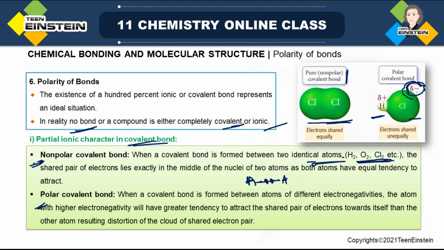But in a polar covalent bond, a covalent bond is formed between atoms of different electronegativities. The atom which has higher electronegativity will have a greater tendency to attract the shared pair of electrons towards itself compared to the other atom. And as a result, what will happen? There will be distortion of the cloud of the shared electron pair. That you can already see in this molecule, hydrochloric acid, H and Cl. Cl is more electronegative, so it is drawing electron density towards itself.